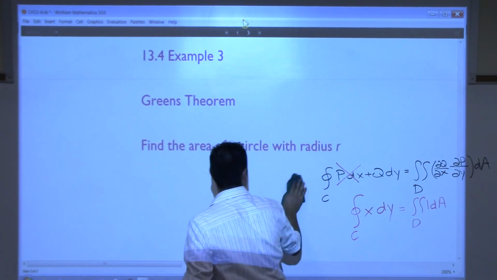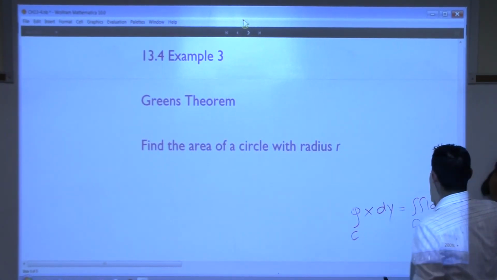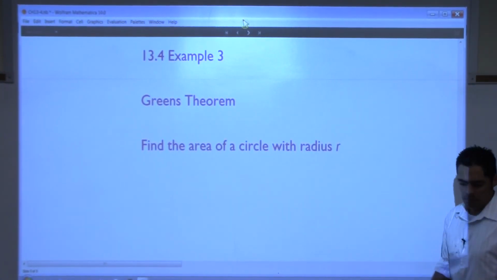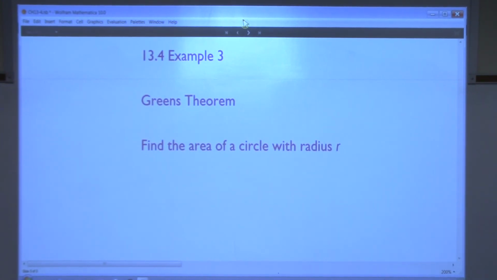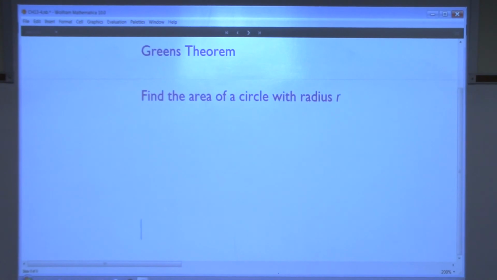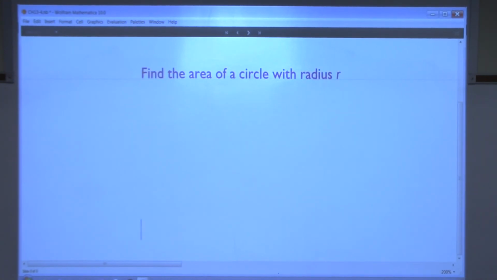Find the area of the circle with radius r. Prove to me that the area of a circle is pi r squared, right? That's what I'm asking you to do? Okay.